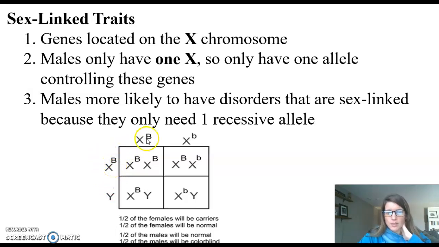So females have some options: she can have two big B's and be normal vision, be a carrier, like this is showing with normal vision, or the only way for her to be colorblind is if both of her X's have the lowercase b on it. Where this male over here, either he's normal vision or colorblind. There's only two options for him. So that's why we say that males are more likely to have these disorders because they don't have that carrier option like females do.